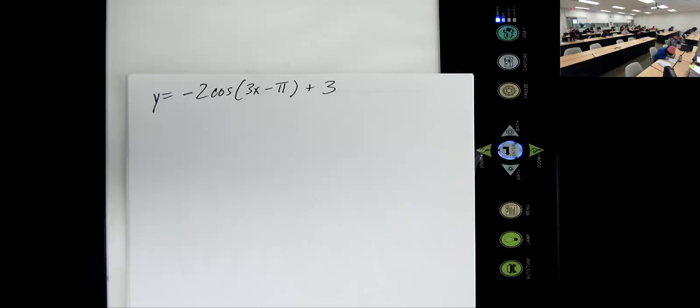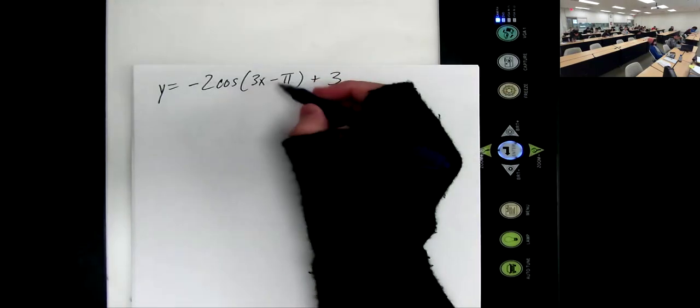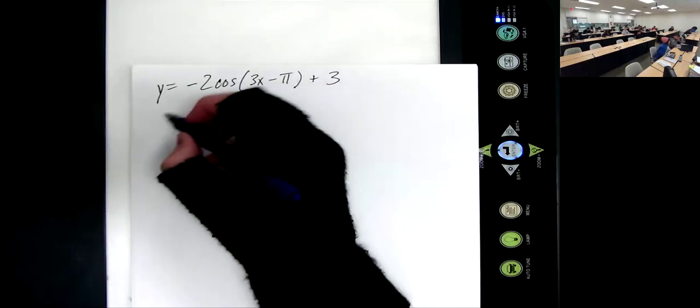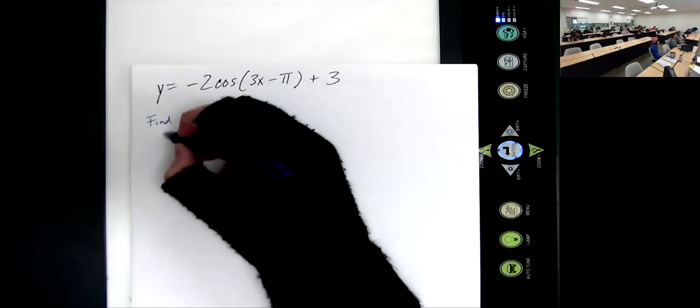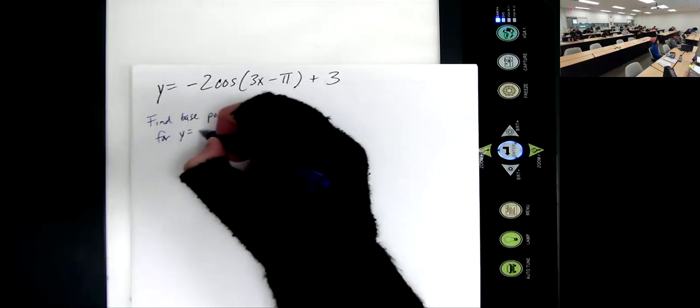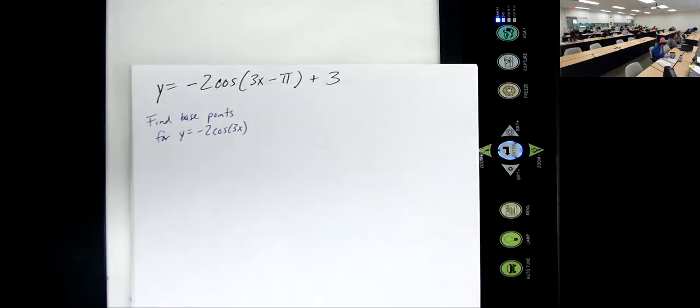Sure, people are starting with the right one. What do I need to do first? Figure out why equals negative. Yeah, we're gonna do 3x, so we're gonna find the base points. y equals -2 cosine 3x. What kind of phase shift am I gonna have?